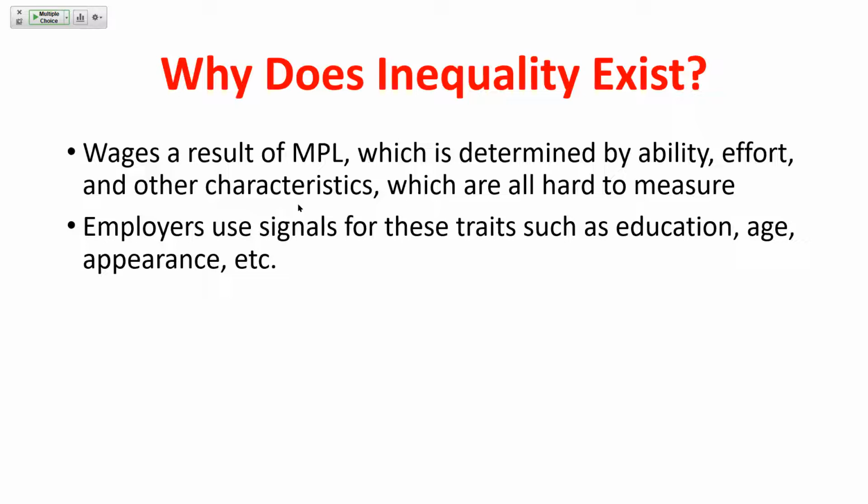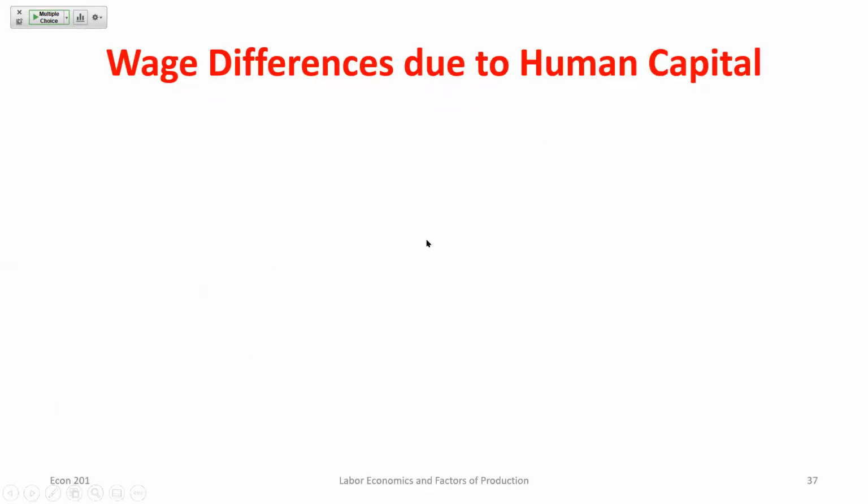So, this inequality exists. Now we know how to measure it to a degree. We can compare across counties, states, or countries, but maybe we want to understand a little more why this inequality exists. Excuse me. If I can get this to work. There we go. So I'll show you one example, which is wage differences due to human capital.